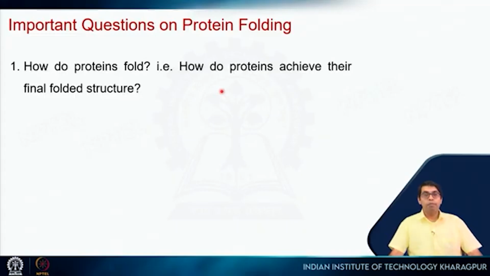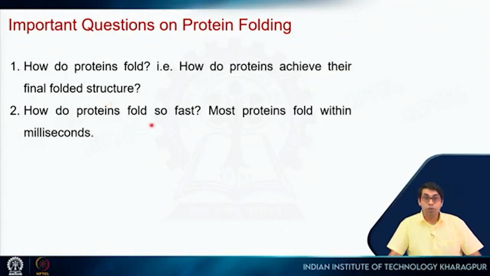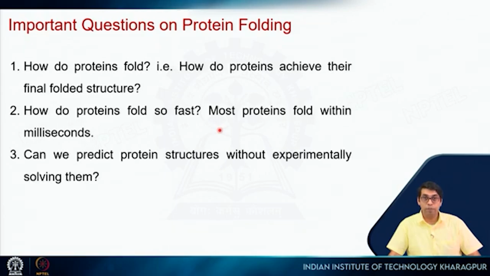So if we think about protein folding, we can divide all the issues and all the questions that are there into 4 major questions. The first question will be, how do proteins fold? That is, how do proteins achieve their final folded form? How do proteins know that this is the final structure? And how do proteins fold so fast? How do they reach that final folded form so fast? So most proteins fold within milliseconds. We have already seen the simulation. It happens within microseconds or milliseconds. So it means that proteins are not sampling all the possible conformations.